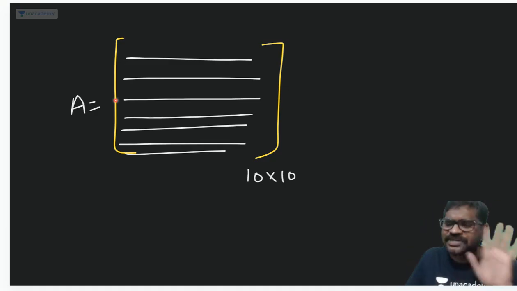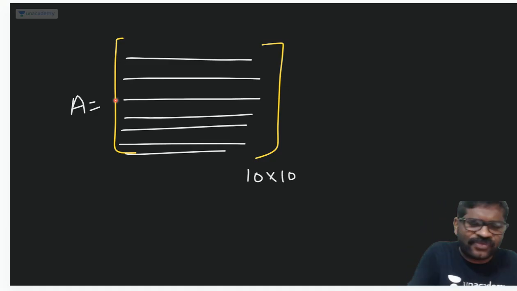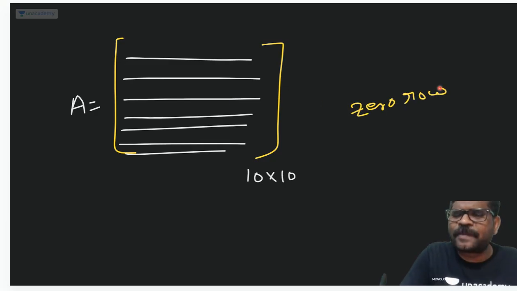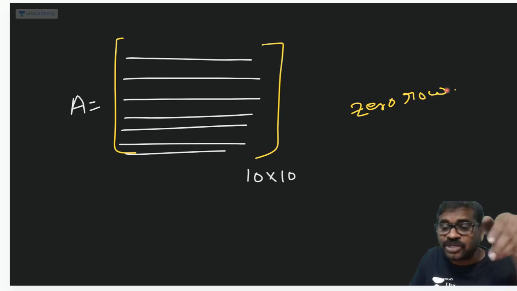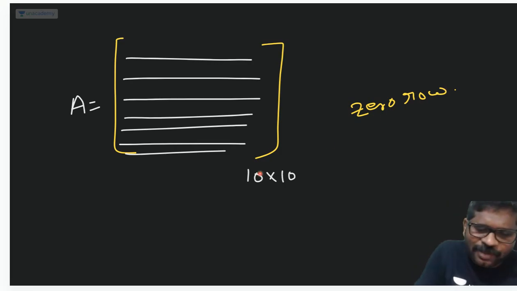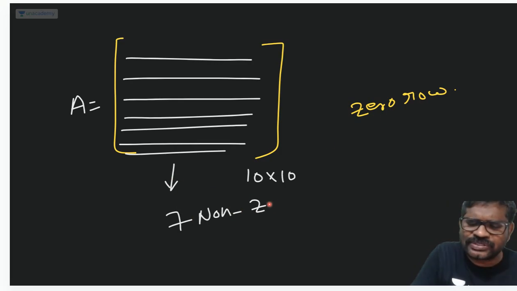Simple logic. If a row becomes a zero row. Sir, how does a non-zero row become a zero row? After applying operations, if you get 7 non-zero rows and 3 zero rows.